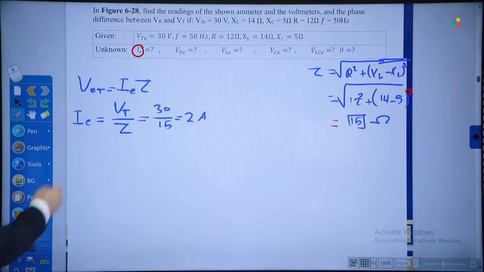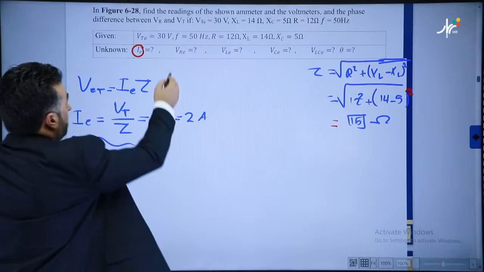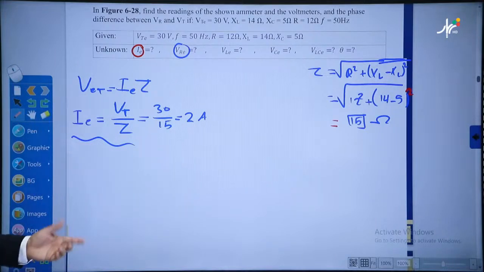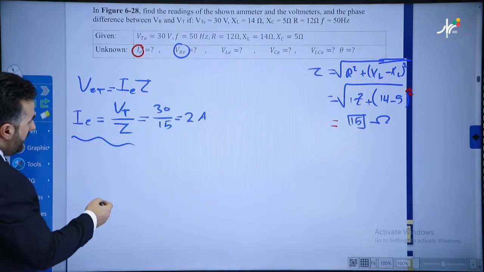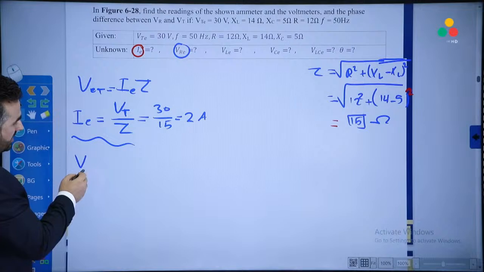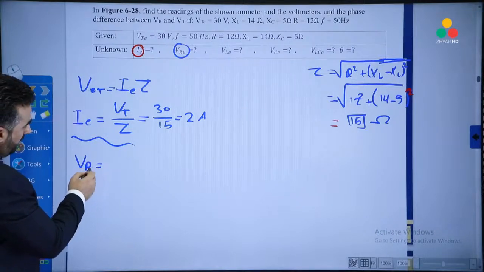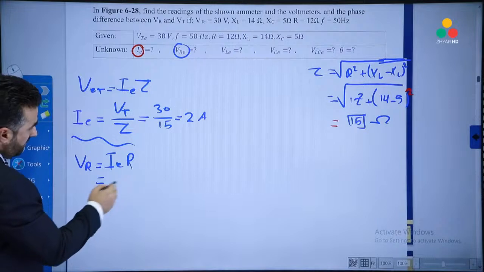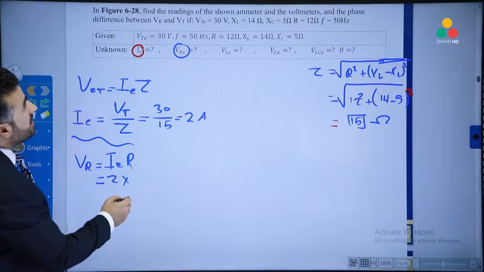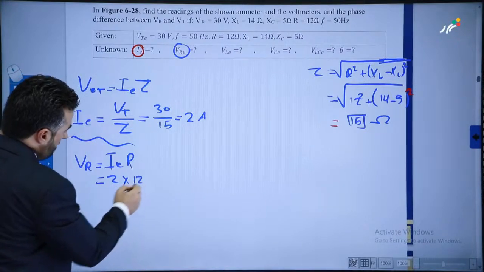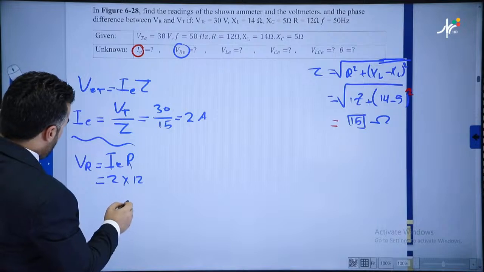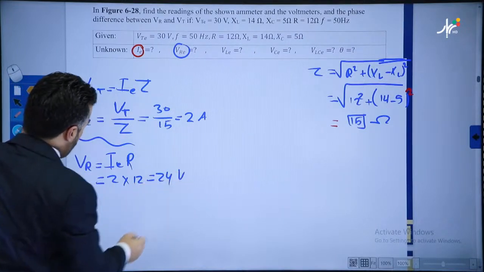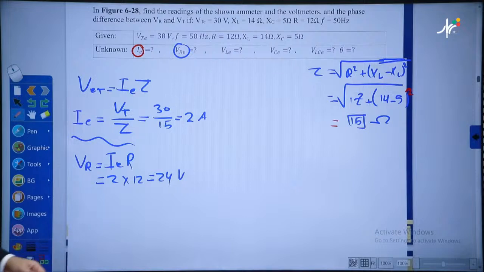Now, for the second part here, what is the second part? Find the voltage, let's say, or effective voltage across the resistance. Now, here you have to use Ohm's law. So VR effective equals I effective times the resistance. I effective is obviously 2, the resistance is 12, so we can say this is 24, yeah? 2 times 12, that is 24 volts across the resistance here.